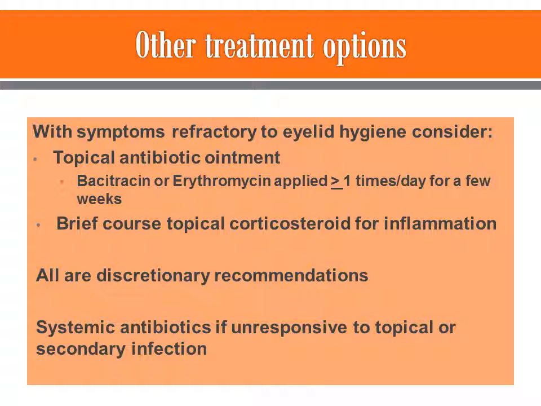Also, systemic antibiotics might be an option if you think that they're not really responding at all to the topical and you suspect that there's a secondary infection. Severe cases of blepharitis usually require some type of long-term use of antibiotics such as tetracycline, and at this point I would consider possibly referring them to ophthalmology for treatment. For topical corticosteroids for inflammation, you can use that, but I would really reserve that as last resort.